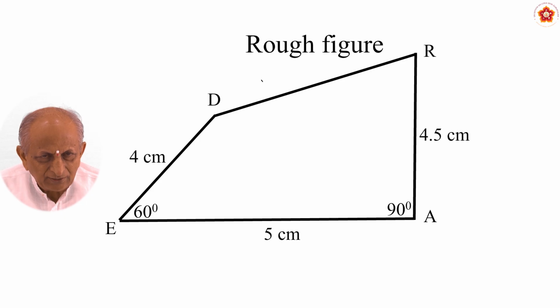What is the plan here? Side AE is given as 5 centimeters. Side AR is given as 4.5. See, 4.5 should be less than this 5. And then at E, you must draw an angle of 60 degrees. Draw a line. And draw a line at A with an angle of 90 degrees. And you have to mark a point called D at a distance of 4 centimeters. You have to use scale and pencil. Similarly, AR is 4.5 centimeters. And then join DR. Correct?